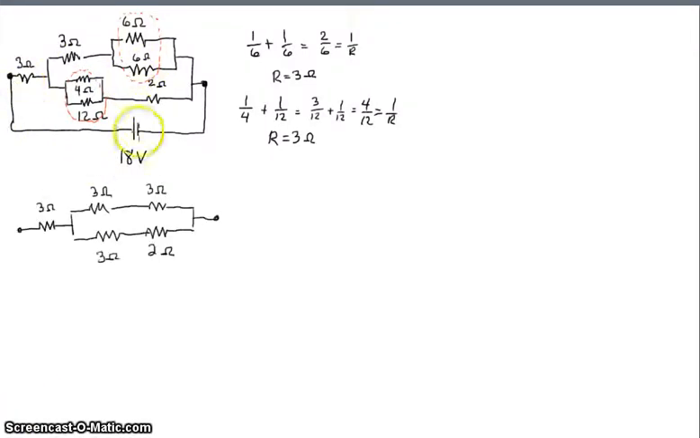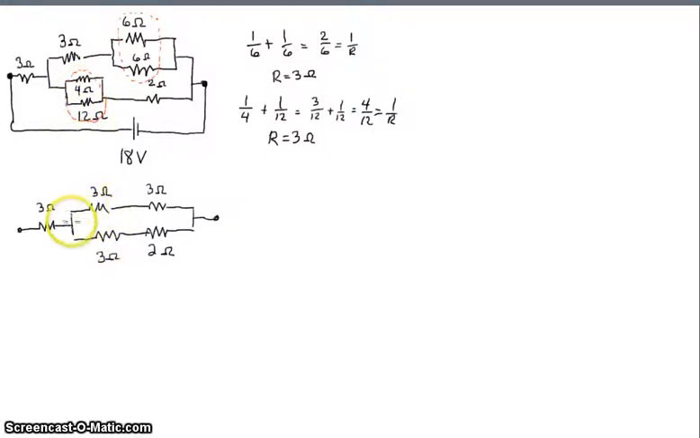Okay, I added a couple features here to save some space. The first thing I added were these two dots. This is just indicating that I'm still accounting for the 18 volts here, but to save the space, all I did was not include it in this picture. So we have these two 6 ohm resistors, which become a 3 ohm resistor, and the 4 and the 12, which also become a 3 ohm resistor.